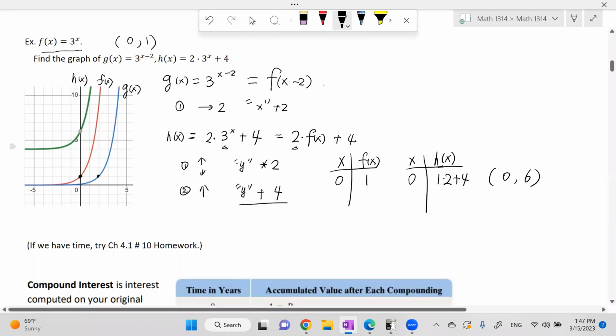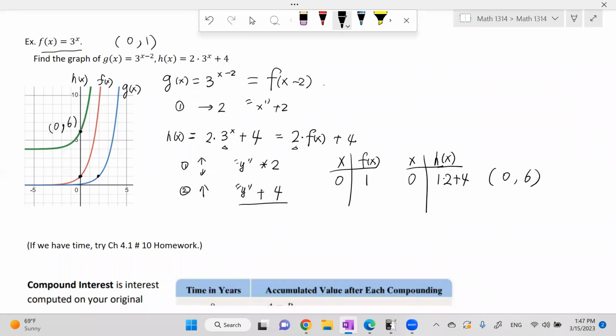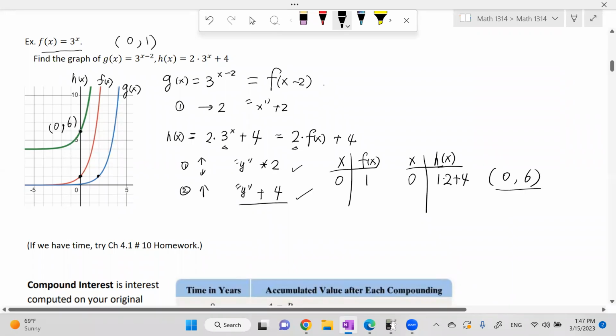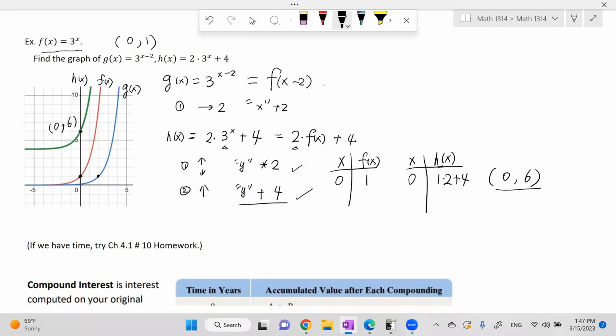Let's see the new key point. Okay, 0, 6. So we need to follow these 2 transformations and then find the key point. All right, so we can find the graph by the transformation.